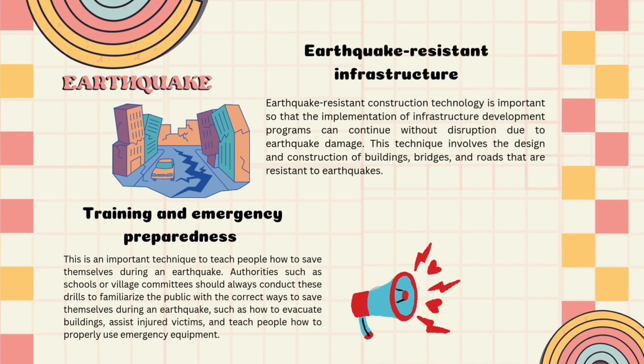Next is earthquake. The first technique is earthquake-resistant infrastructure. This technology ensures that buildings, bridges, and roads are designed to withstand seismic activity, allowing infrastructure projects to continue smoothly after an earthquake. The second technique is training and emergency preparedness. It is essential to educate people on how to protect themselves during an earthquake. Schools and community groups should regularly conduct drills to teach safety procedures, assist injured victims, and use emergency equipment properly.